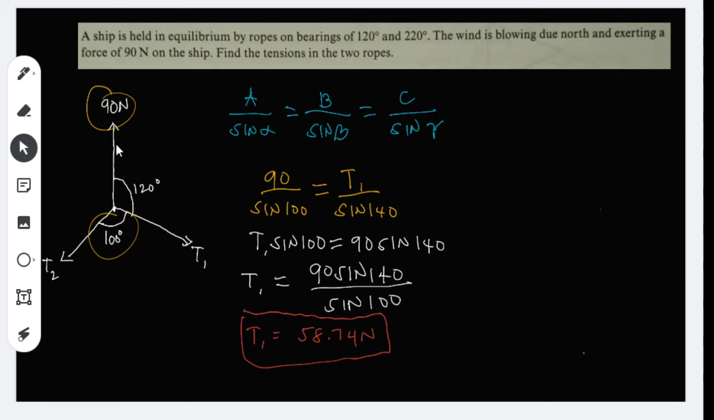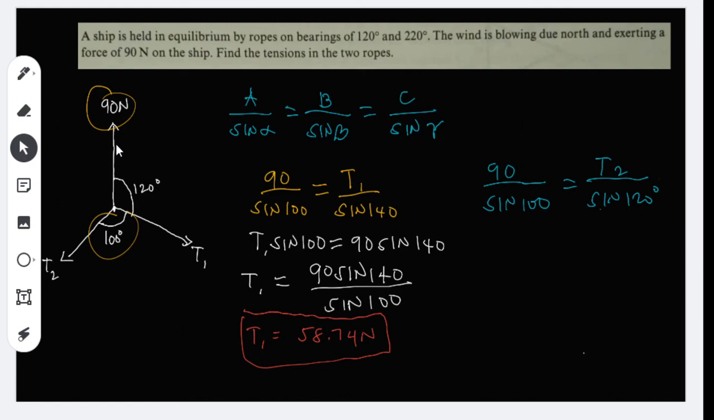This is just using Lami's theorem. Next, let's solve for T sub 2, the tension in the second rope. Again, we get a pair of side and angle. So we can have 90 over sine 100, the same pair that we used on the other side. That would be equal to T sub 2 over sine 120 degrees.